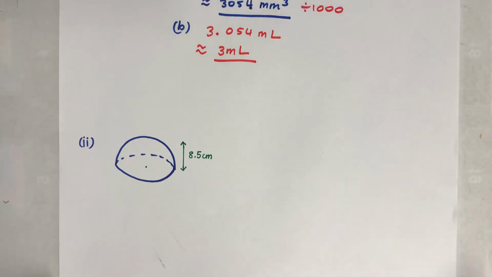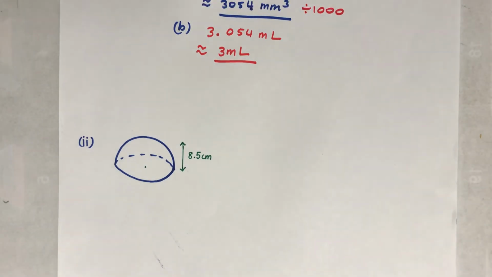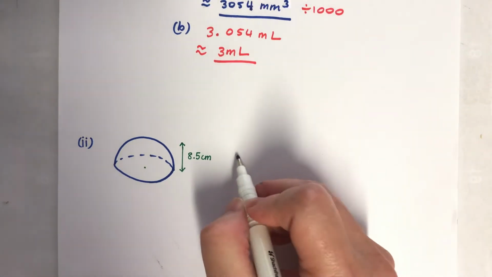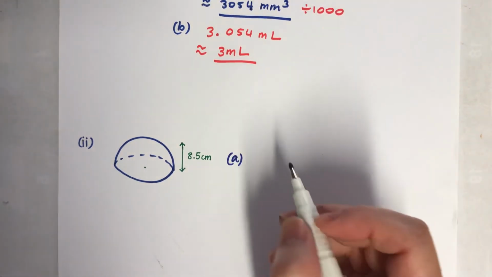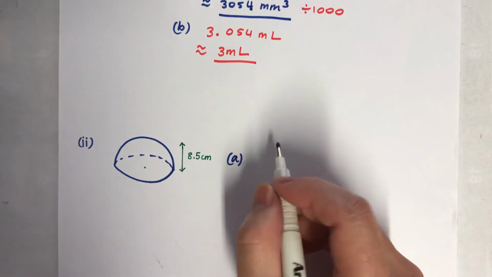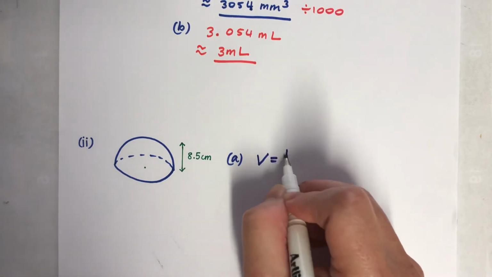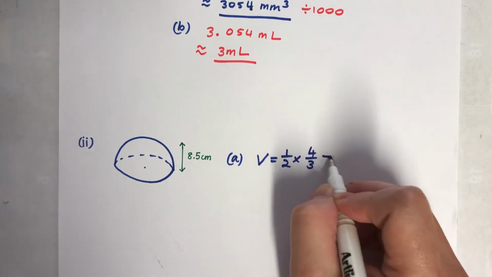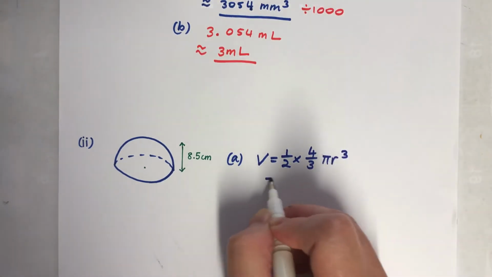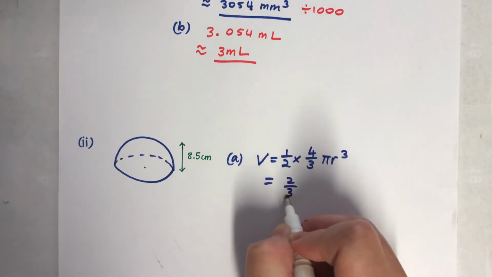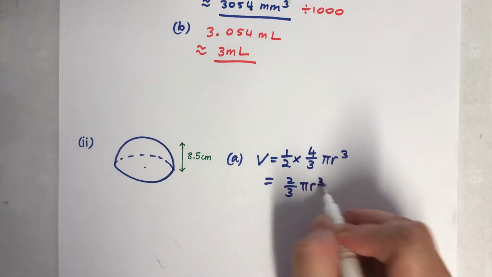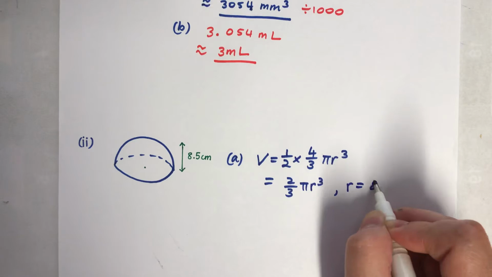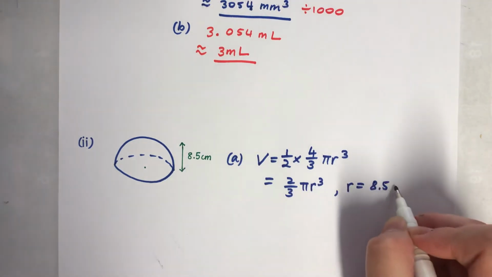Part 2. It's a hemisphere, half of the sphere. So not to worry, we can still do exactly the same, we just halve it. So first we're going to find the volume. Before we do that, I'm just going to times that with my formula so it'll be easier for me to calculate later on. It'll be 2/3 pi r cubed, and my r is 8.5, already given to me.